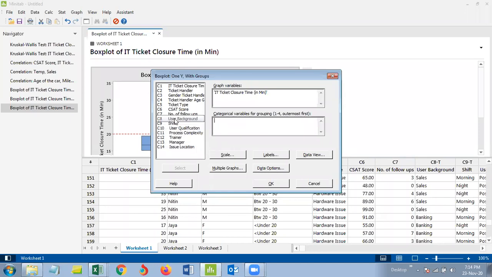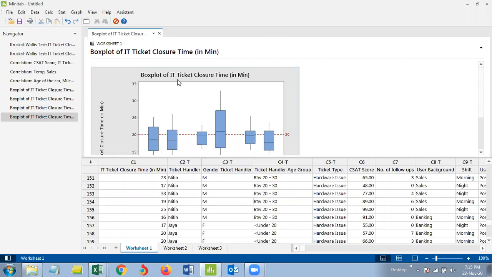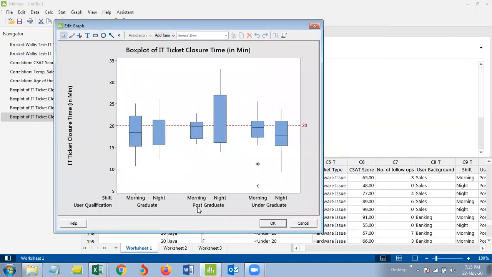Say you have user qualification, and I would like to look at by shift also. So I can do combination also. By shift, I would like to see how people are doing. So I have got postgraduates who are doing horrible, but not in the morning, in the night shift. They're doing absolutely bad. Rest everyone is still fine. But this one, that's where the biggest problem lies. So postgraduates in the night shift are the ones who are looking bad.